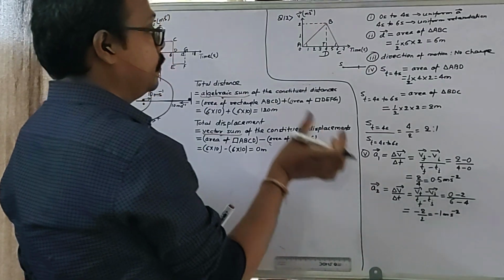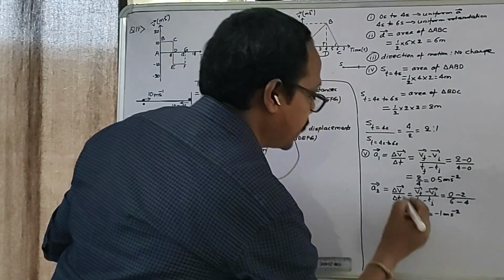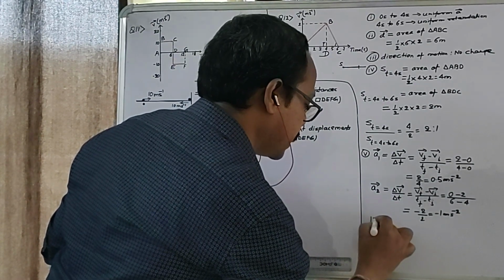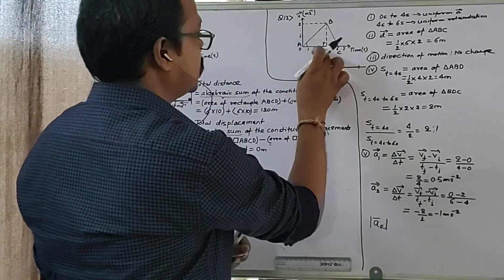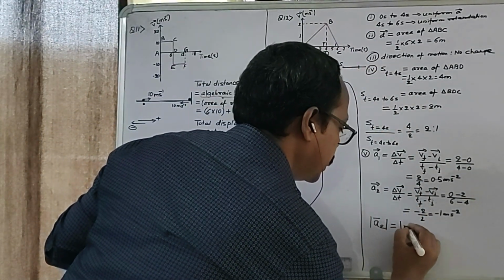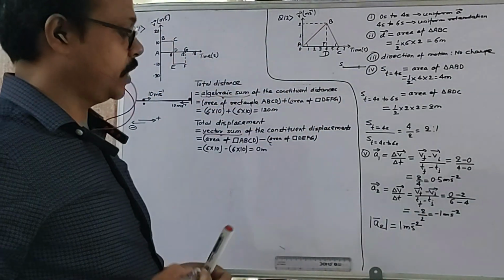That means the particle is retarding, the magnitude of retardation of the particle from 4 to 6 seconds is 1 meter per second squared, right? Thank you. That's all.